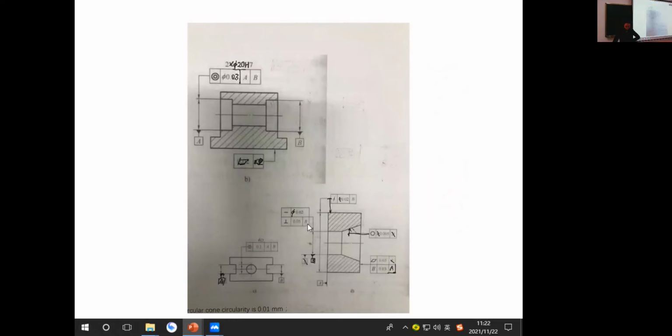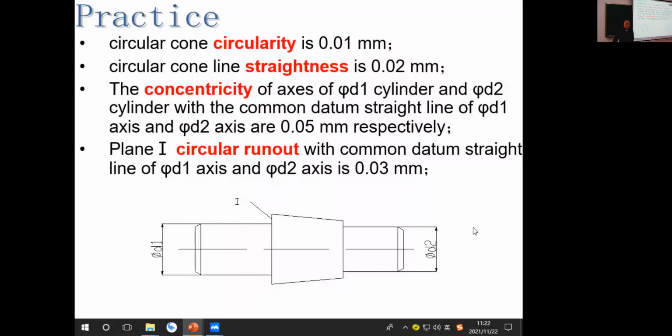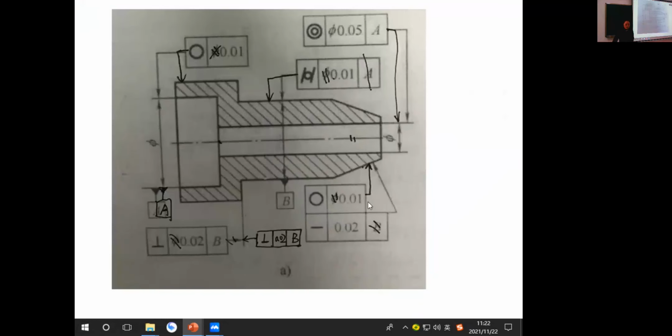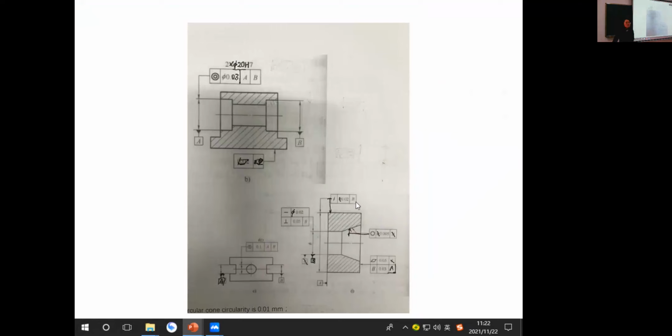And this one is not right. It says here, parallel is perpendicular to the axis. I will send to you with PDF. And this one, have you understood all of this?